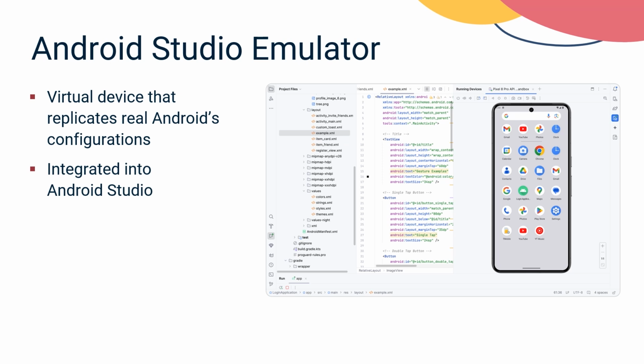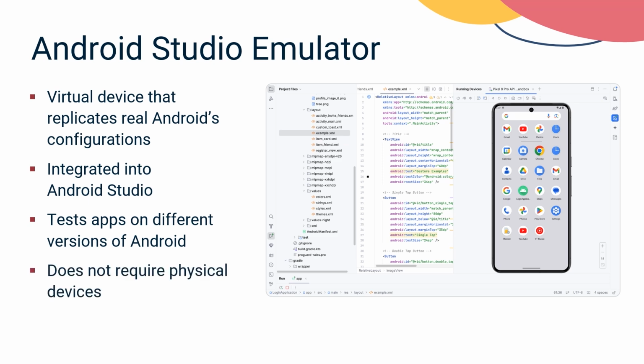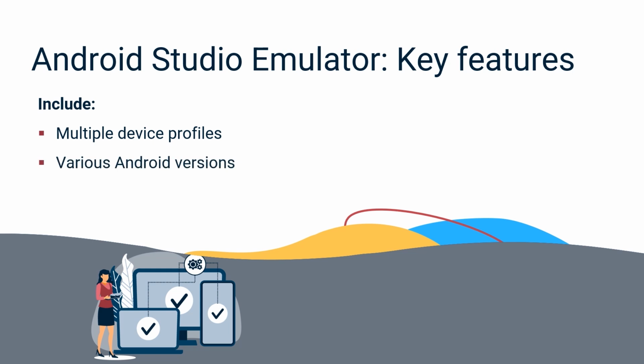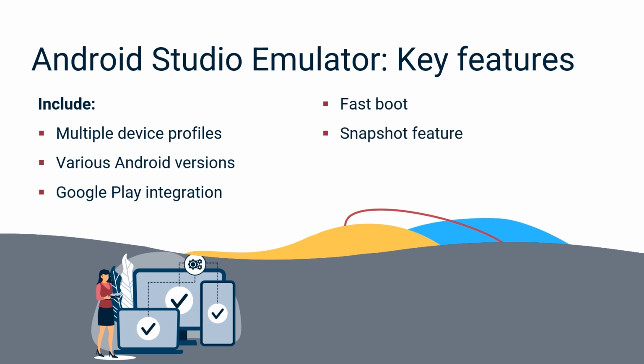The tool is integrated into Android Studio, which is Google's official Integrated Development Environment, or IDE, for Android development. It allows developers to test their apps on various versions of Android and different device configurations without requiring physical devices. Let's explore the key features of Android Studio Emulator. These include multiple device profiles, various Android versions, Google Play integration, fast boot, snapshot features, sensor emulation, and network simulation. Let's look at these features in detail.